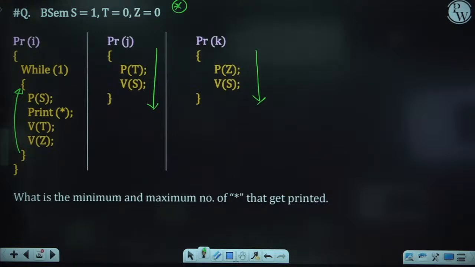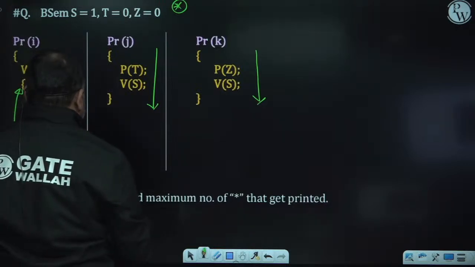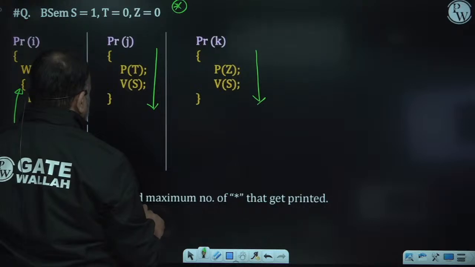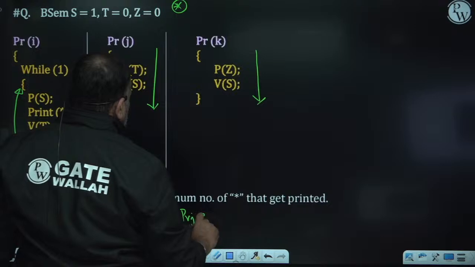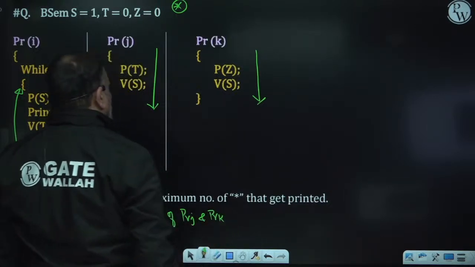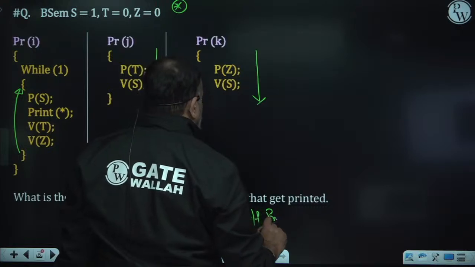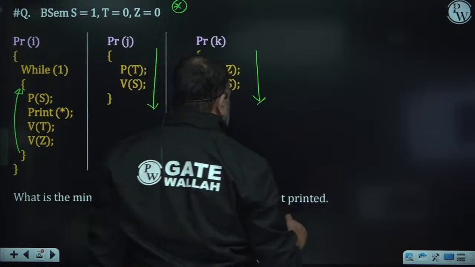Question is, listen to me. What is the minimum and maximum number of times star gets printed? देखिएगा, प्रोसेस आई में हम स्टार प्रिंट कर रहे हैं. दैट गेट प्रिंटेड आफ्टर कंप्लीशन ऑफ, यहां पर एक स्टेटमेंट हम लिखेंगे, आफ्टर कंप्लीशन ऑफ प्रोसेस जे और प्रोसेस के, और बिफोर process I getting blocked.